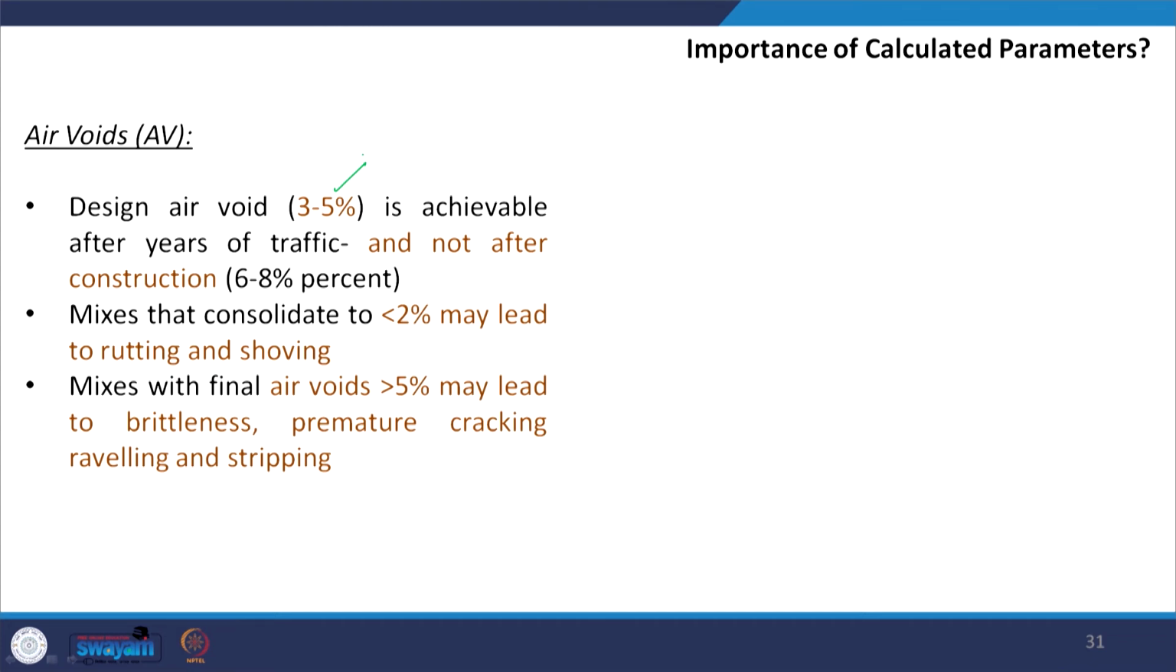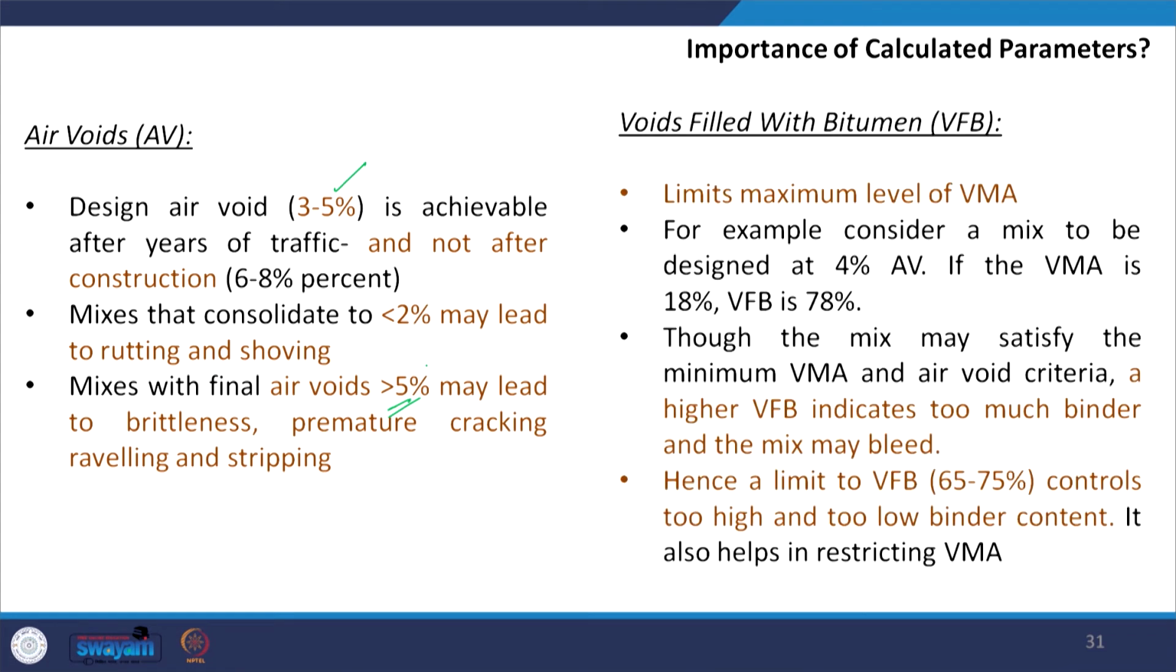If we have higher air voids in the mixture, more than 5%, this, as we have already discussed previously, will lead to fatigue cracking, will lead to a high level of aging, that is finally brittleness, will lead to raveling, and also will lead to moisture related failure, for example stripping. So, therefore, air void is a very important and critical parameter.